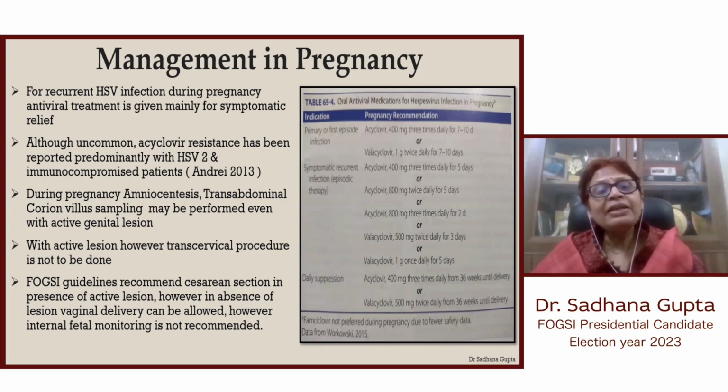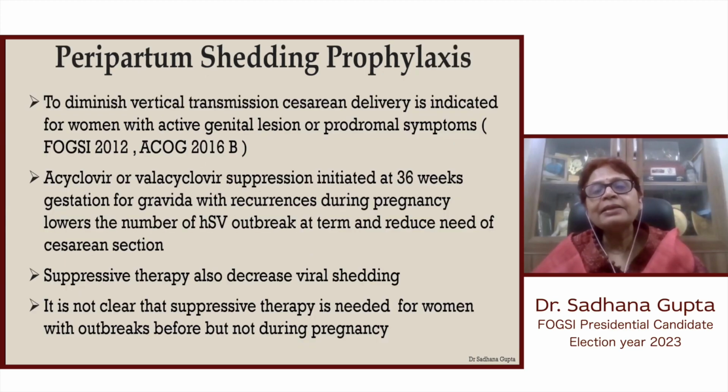For recurrent HSV infection during pregnancy, antiviral treatment is given for symptomatic relief. It is important that if we want to prevent peripartum transmission, then acyclovir from around 36 weeks to the postnatal period is a very good management option, which prevents peripartum transmission of HSV by around 85%. So in active lesion, cesarean delivery; acyclovir or valacyclovir suppression initiated at 36 weeks.